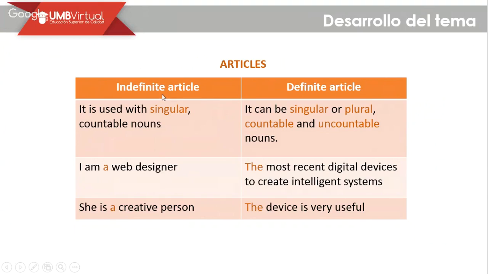Recordemos que el artículo indefinido hace referencia a un objeto que no es particular. Podemos decir en este caso, yo soy un diseñador web. No estamos diciendo que yo soy el diseñador web de tal compañía, solamente estamos dando una información a nivel general. She is a creative person, right? So we're describing how she is.